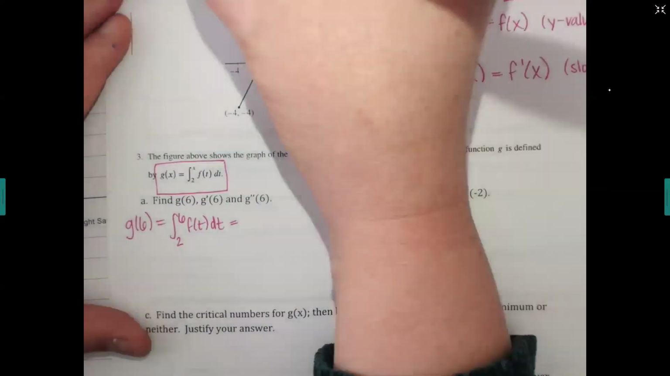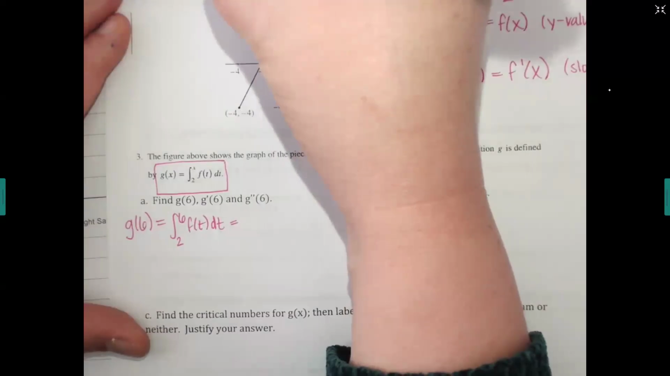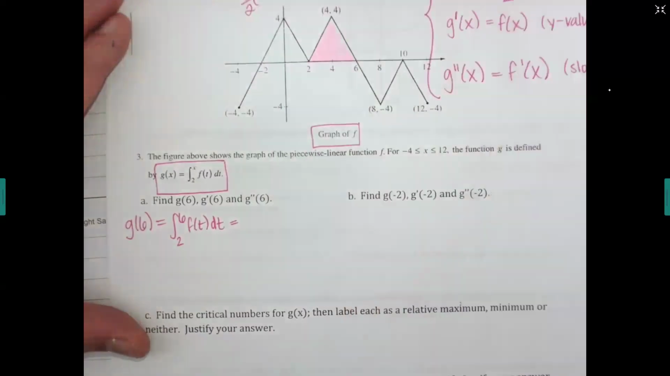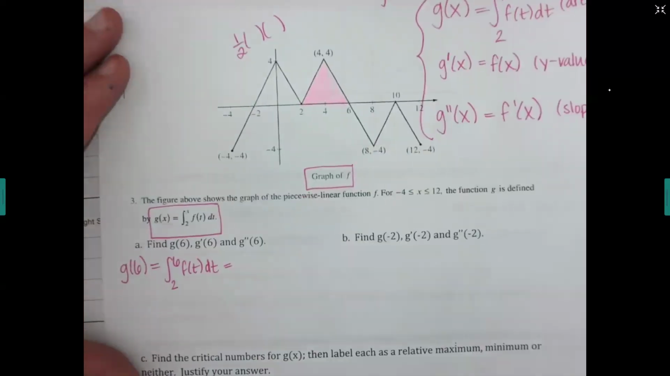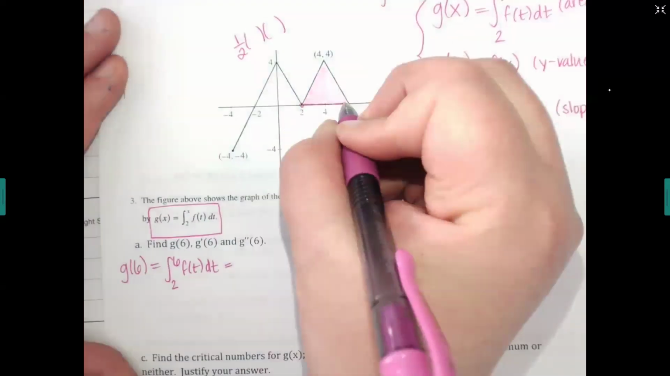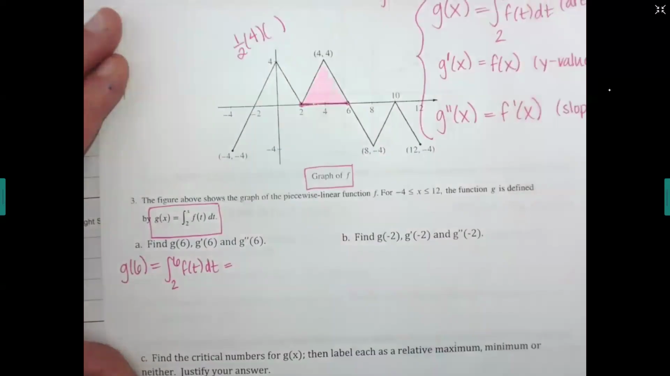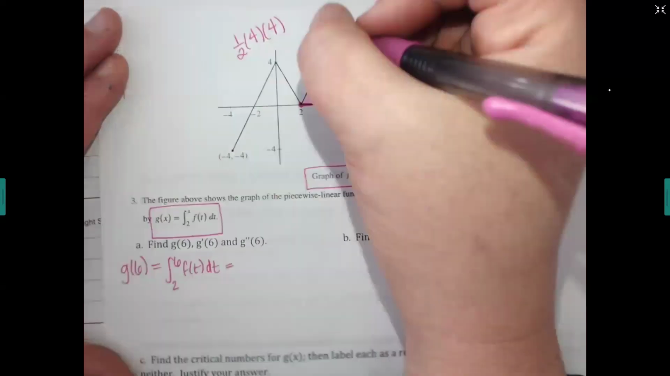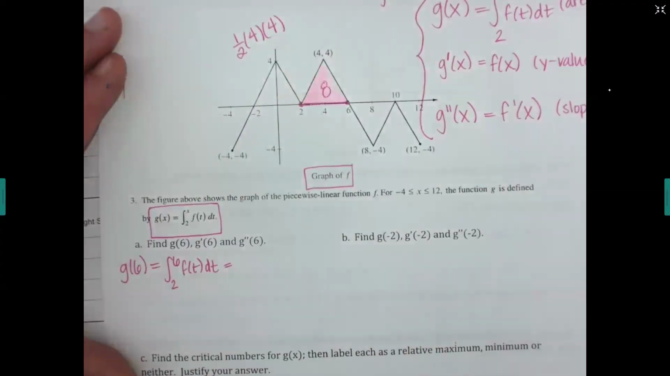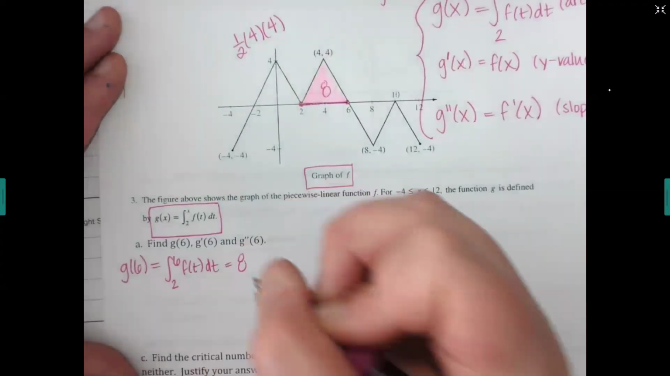And remember, area of a triangle is going to be 1/2 base times height. What is the base? How many units? From 2 to 6 would be 4. And then how tall is it? So 4 times 4 is 16. Cut it in half is 8. So my area would be 8.